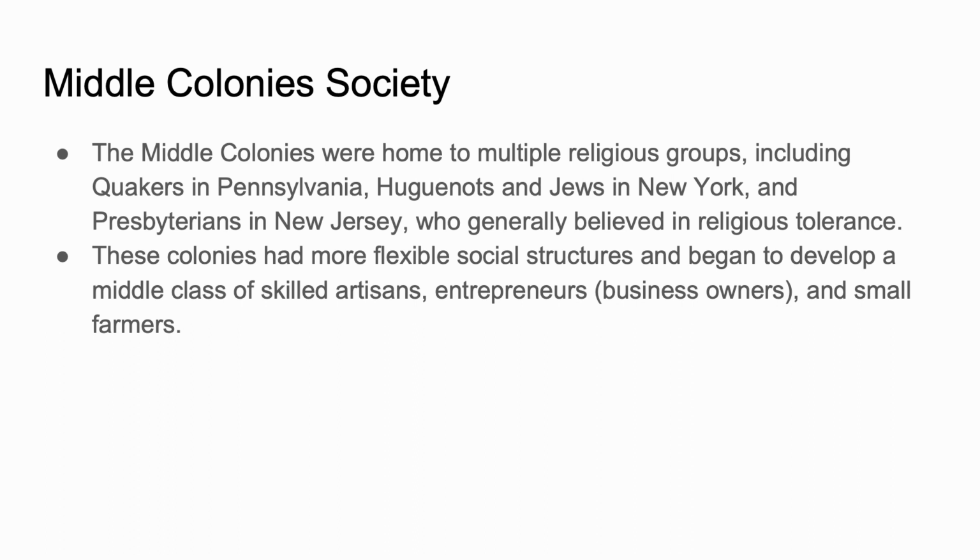As for society, they had a bunch of different religions. So you have the Quakers in Pennsylvania, the Huguenots and Jews in New York, and Presbyterians in New Jersey. All of these groups generally believed in religious tolerance.